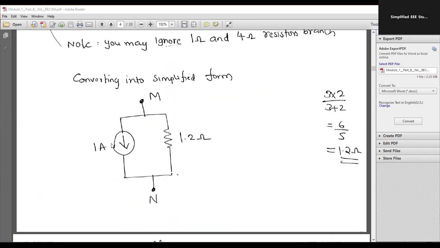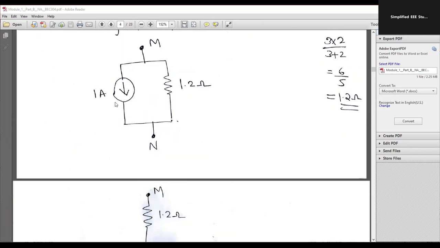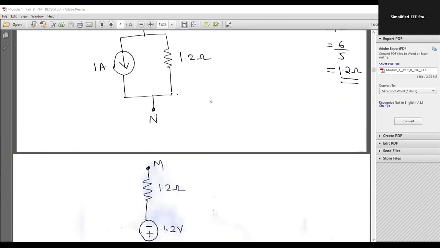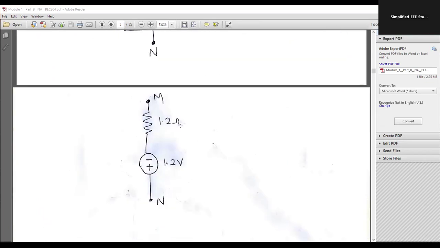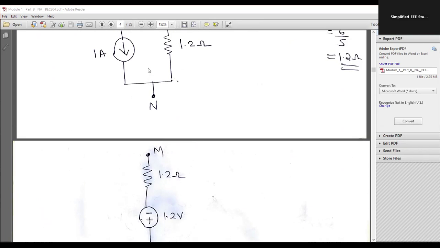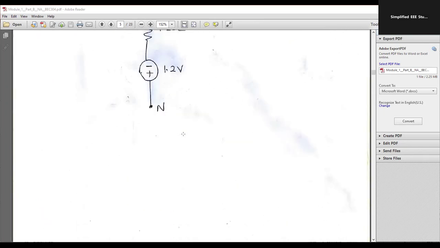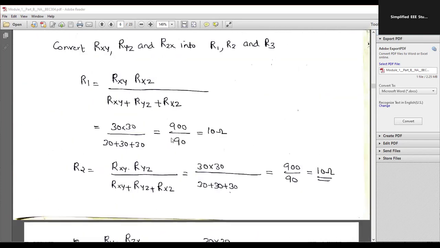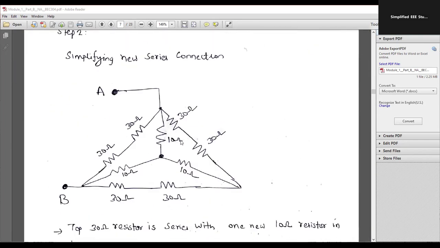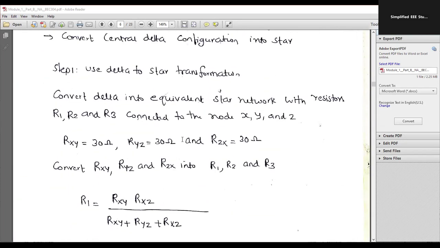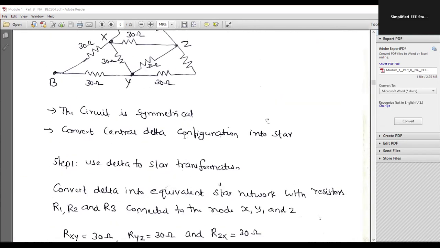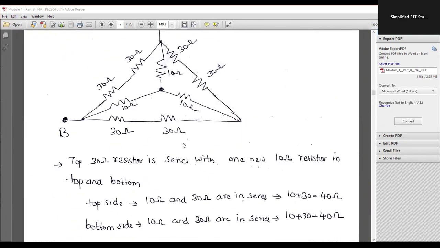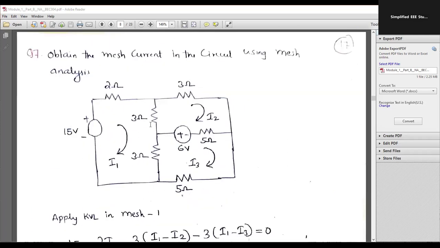Ultimately you will get 1 ampere parallel to the 1.2 ohm. If you want, you can convert 1 ampere parallel to 1.2 ohm into 1.2 ohm in series with the 1.2 volt. So that is actually current to voltage source transformation, right? Like this, you can plan for various questions. That will be really helpful for you. These kinds of problems also get repeated several times. For the problem solving session, I can summarize the entire thing in a clear and easy way.